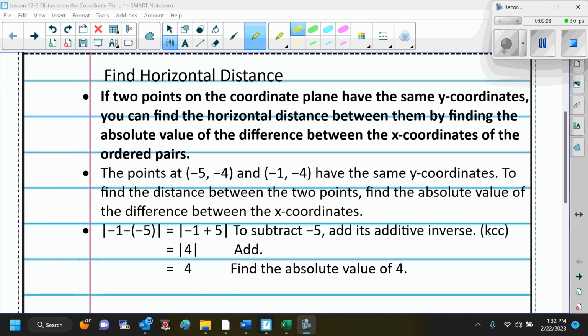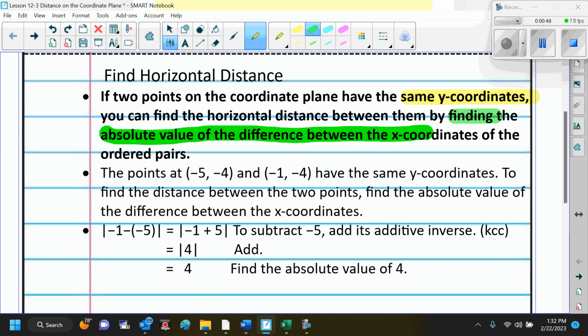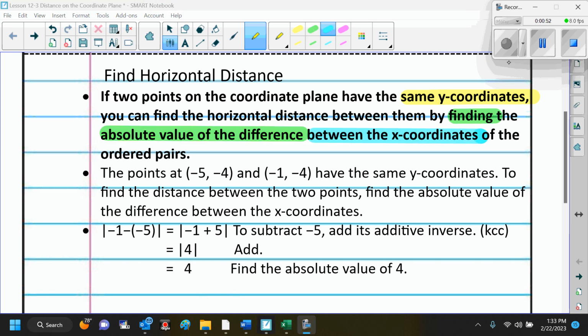So today we're going to find the horizontal and vertical distances. Now it says, if 2 points on the coordinate plane have the same y-coordinates, you can find the horizontal distance between them by finding the absolute value of the difference between the x-coordinates, okay? Okay, so I highlight it differently.